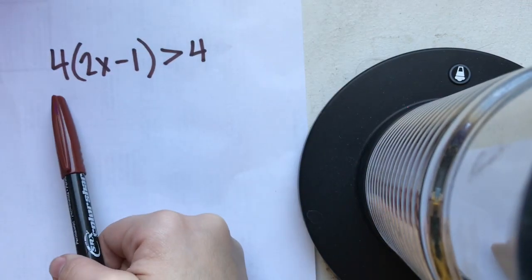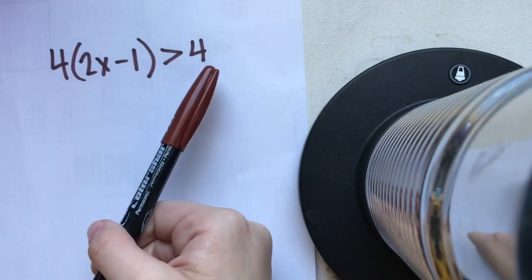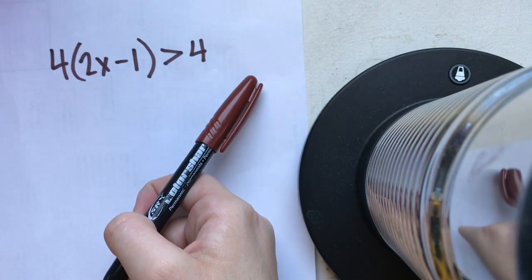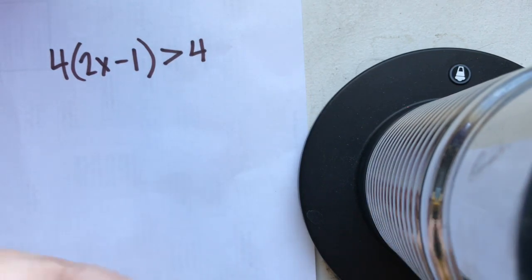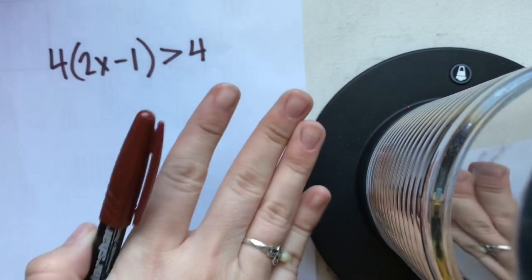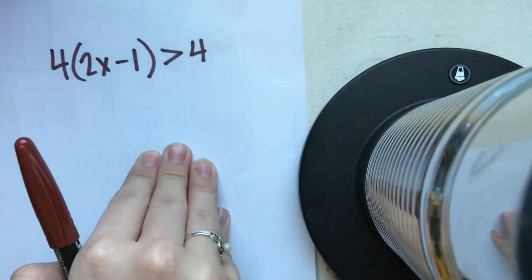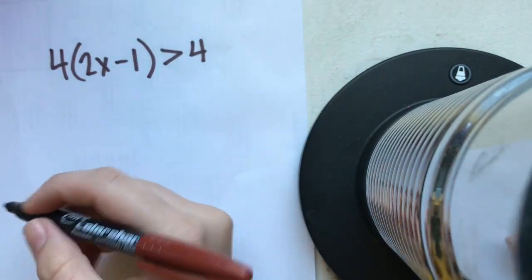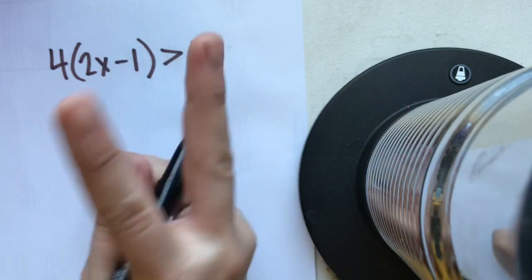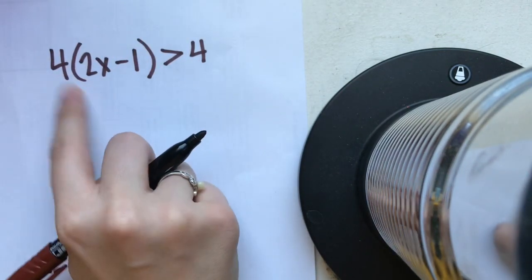Alright guys, so I'm going to show you how to solve this multi-step inequality using two different methods. Don't mind my setup, making do with what I have, trying to make it work. So there's two different methods to solving this kind of problem.